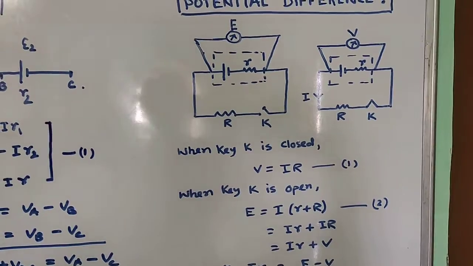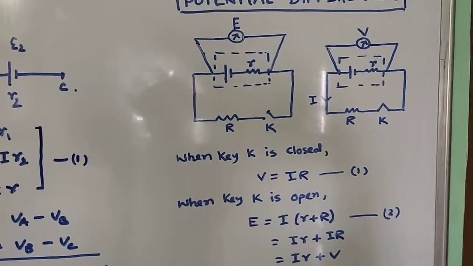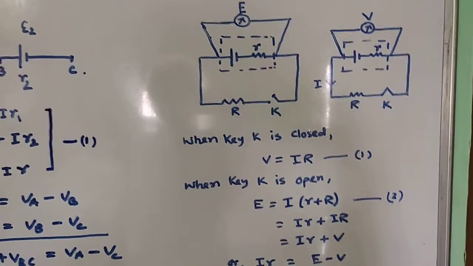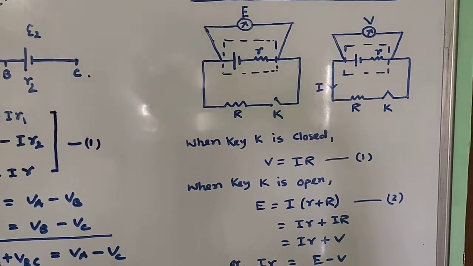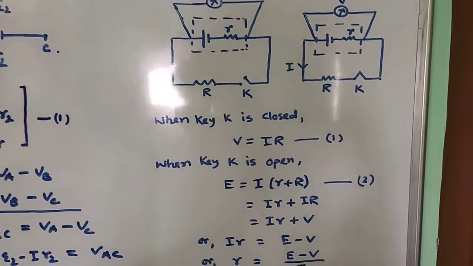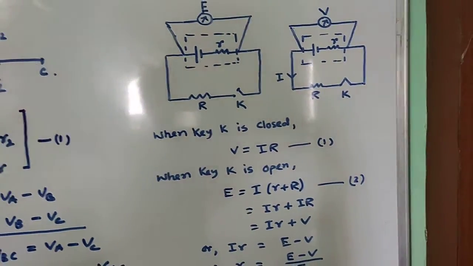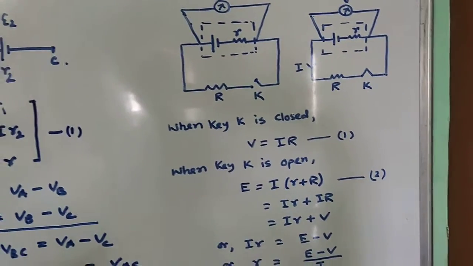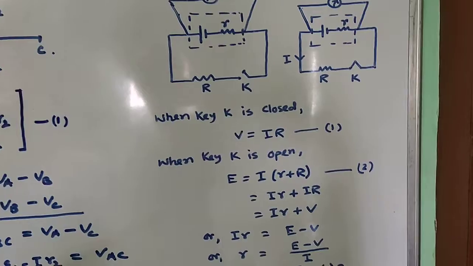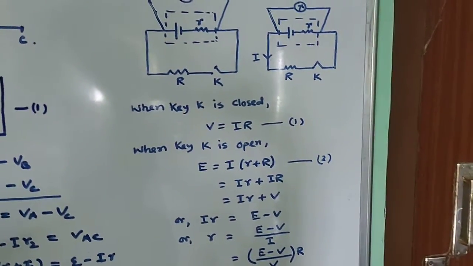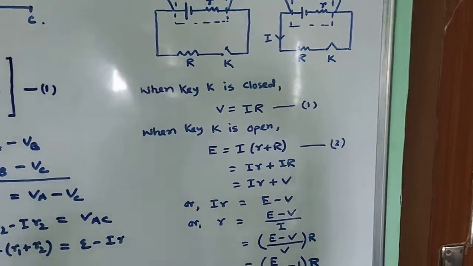So if you consider the key K is open, under the condition that you have just connected the key at the very beginning, the equation will be E equal to I times small r plus capital R. So if you expand, I small r plus I capital R, where I capital R is your capital V and I small r is already there. So I small r equal to E minus V. So small r you can calculate as E minus V by capital I.